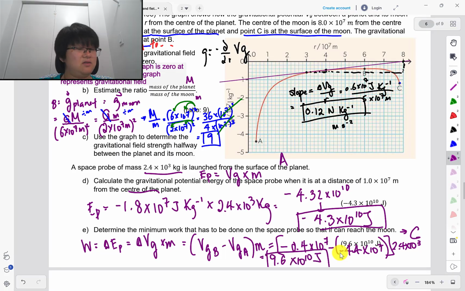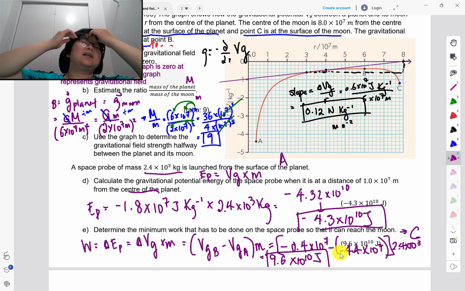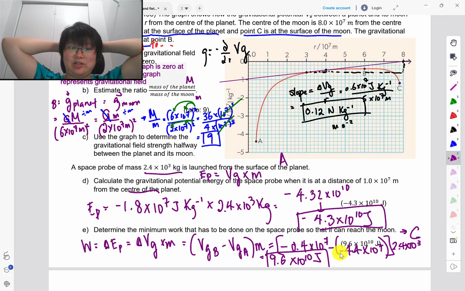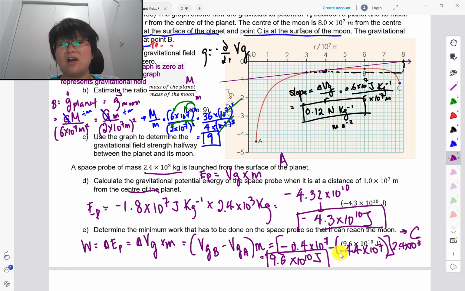There you go. Otherwise, that's it for examples in applying the gravitational field equation in respect to gravitational potential. Hopefully this graph gave you some practice. I encourage you to try more of these graph questions. Practice, practice, practice. There might be one on the test.